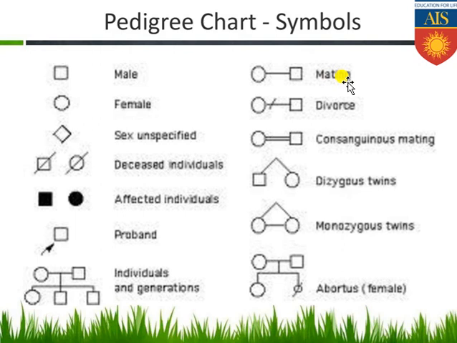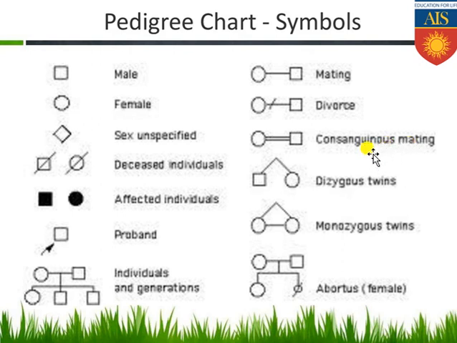It means that is mating. If the single bond is cut, that means divorce has occurred. If male and female are connected with each other by a double bond, that means they have done a consanguineous marriage. Consanguineous marriage means marriage between relative individuals.